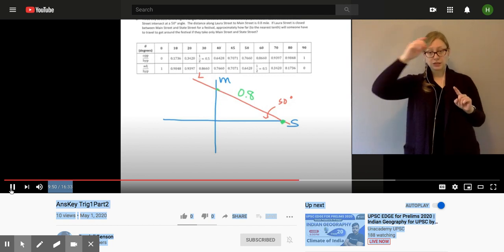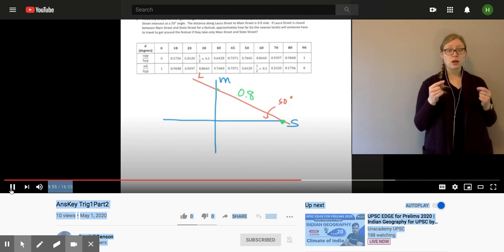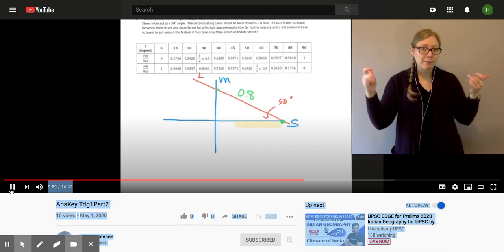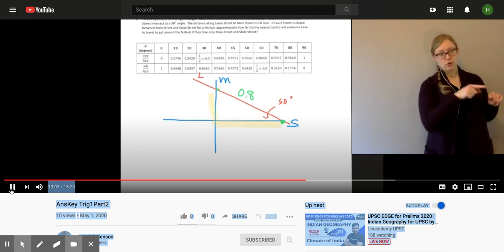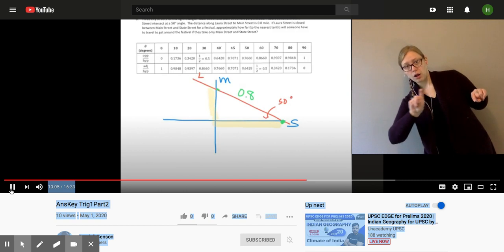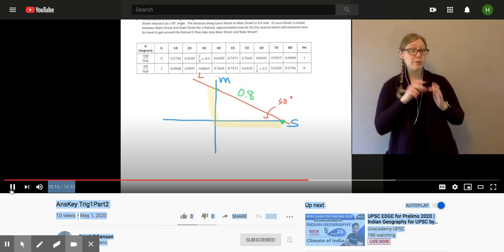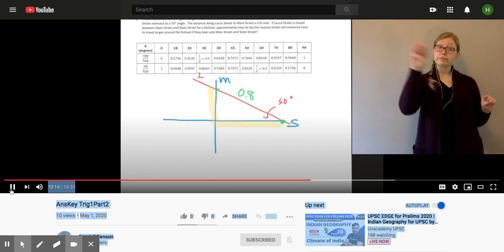So they blocked the street off at these green dots, these points here, and they're having maybe a giant block party or something. And so to get around it, you have to go all the way down here to the right angle and then go up. And they want to know how far that is. So we have to know both legs of this triangle. We know the hypotenuse is 0.8 miles. So let's see if we can calculate this.